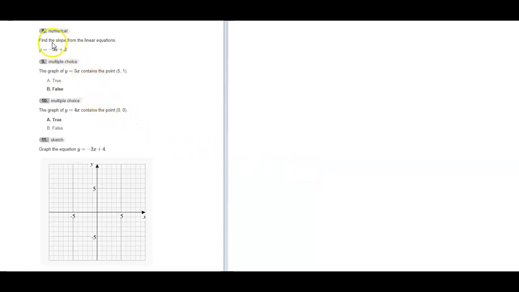All right, here we go with problem number 8 of the online activity for section 8.2. In this problem, they ask you to find the slope for the linear equation y equals negative 3x plus 2.